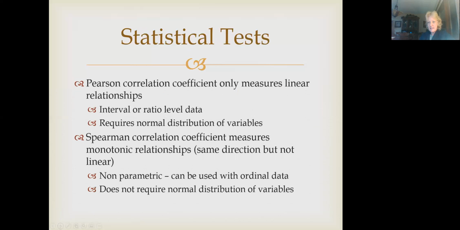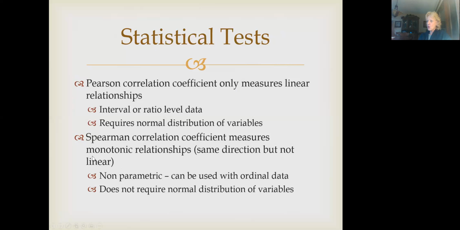The statistical tests you're going to do to look at correlation are the Pearson correlation coefficient and the Spearman correlation coefficient. Let's talk about Pearson first. Pearson is used for interval or ratio level data, and it requires a normal distribution of the variables. So if your data is really skewed, you don't want to use Pearson.